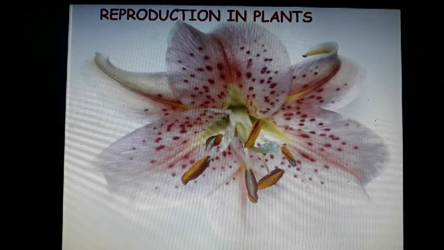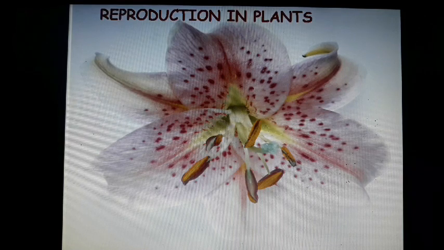In Unit 6, overall there are 4 chapters. First chapter is reproduction in organisms. Second chapter is reproduction in plants. Third chapter is human reproduction. And fourth chapter is reproductive health.